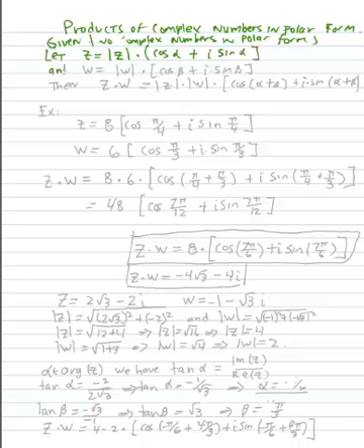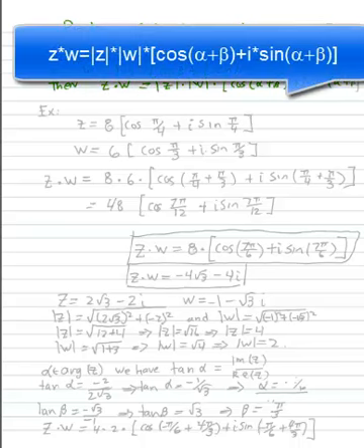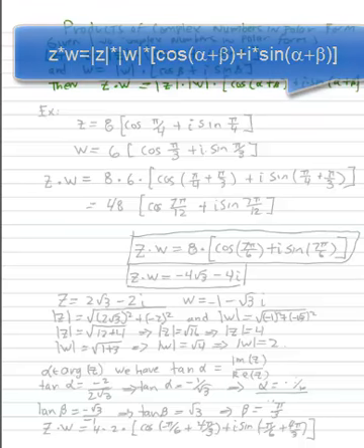And if we let w equal the modulus of w times cosine of beta plus i times the sine of beta, then we can define the product z times w as the modulus of z times the modulus of w times quantity cosine of alpha plus beta plus i times the sine of alpha plus beta. That means that when we multiply two complex numbers together, we multiply the moduli and add the arguments.